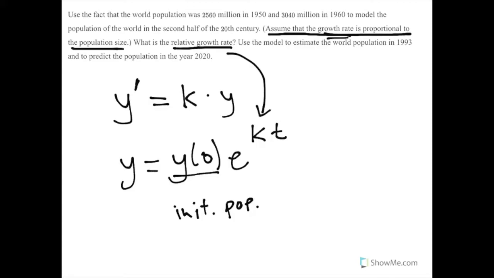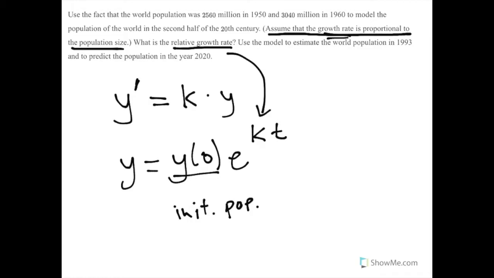Okay, and then it also says use the model to estimate the world population in 1993 and to predict the population in the year 2020. Well, by the way, I don't know when this book was written or when this problem was written, but now it's the year 2020. So you could actually go and look up online what our current world population is and see if this model actually got us close to what we thought we would have. Okay, so here's the deal.